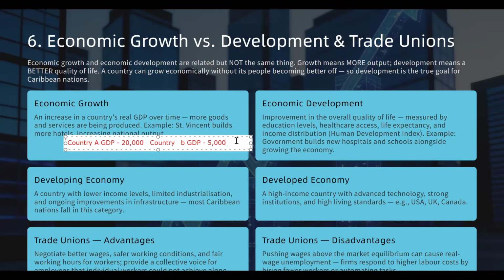Country B. Why country B? Because they have a lower GDP. But remember, you want to have a larger GDP. The bigger the GDP, the better. GDP is the total value of goods. Which country has the better standard of living and quality of life?